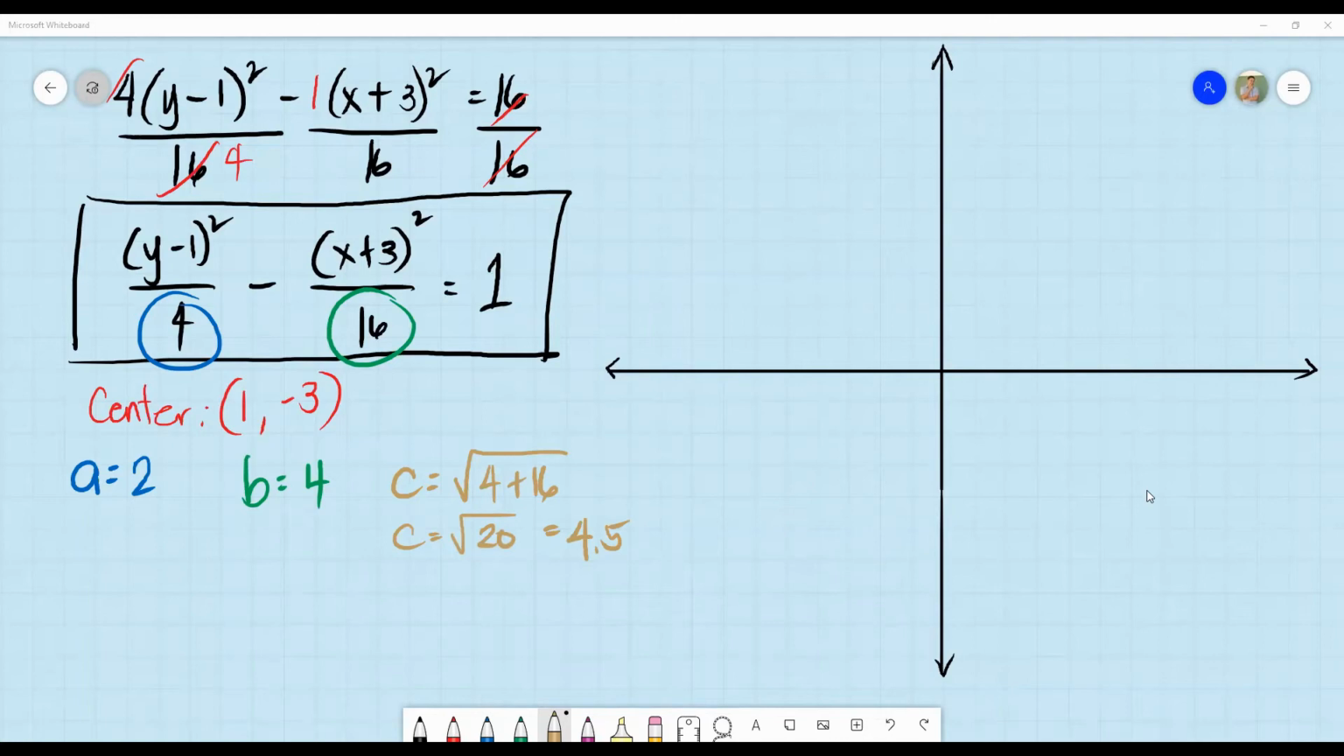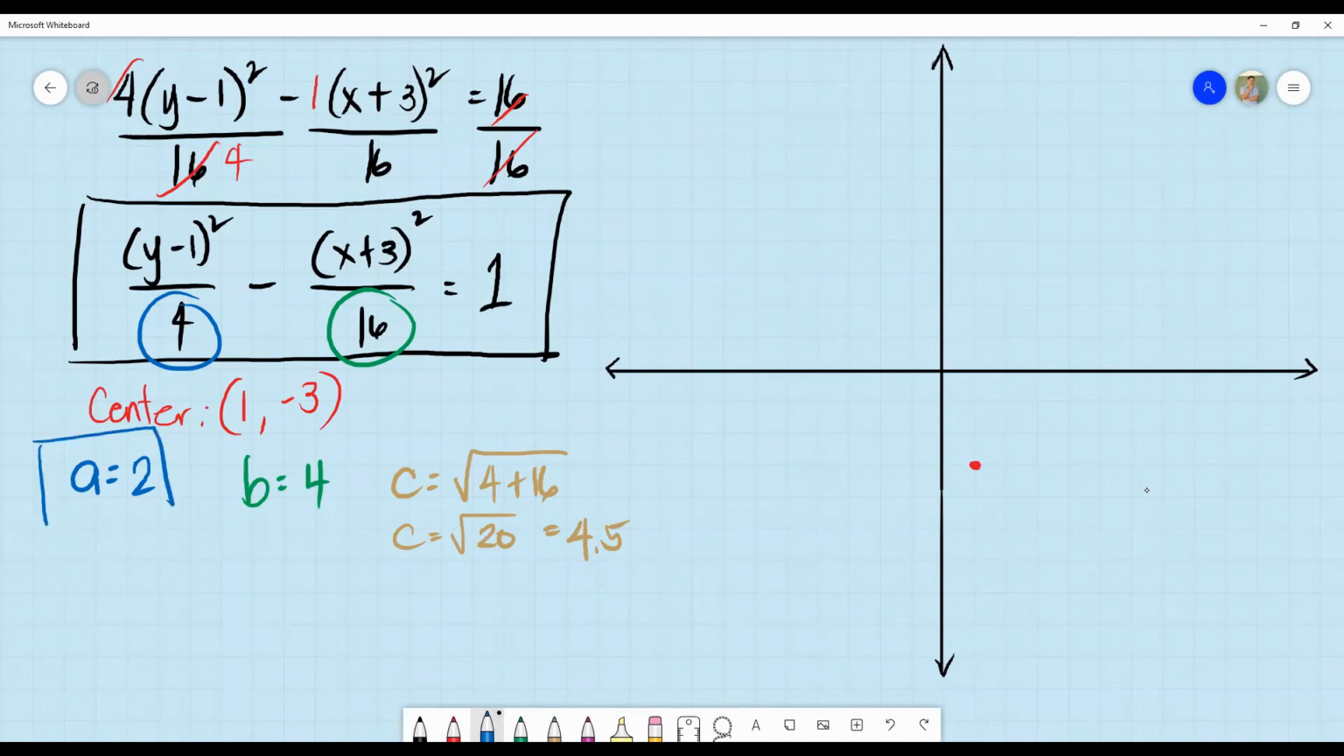So before we continue our solution, let's first graph all these values that we were able to get from our equation. So let's first start with our center. Our center is at (1, -3). 1 unit to the right, 3 down: 1, 2, 3. This is our center.